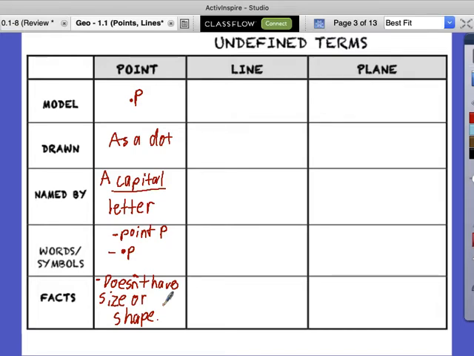Thank you. So we're going to move on to our next column and do lines. If we were to model it, it would look something like this.